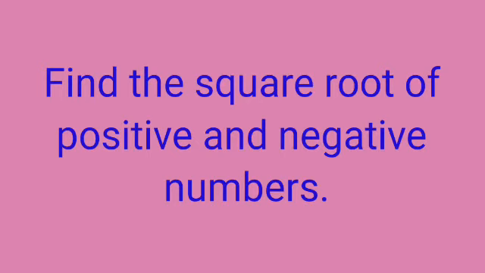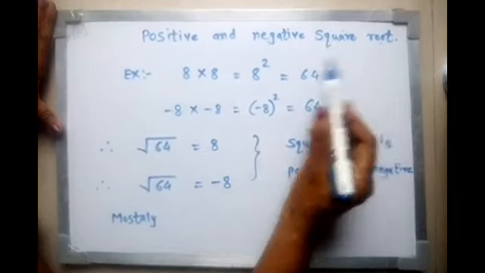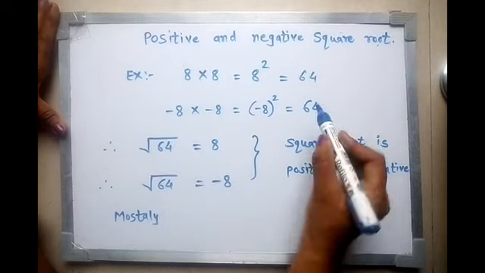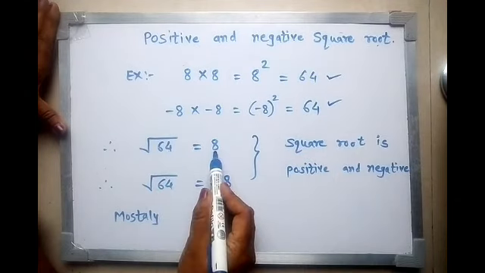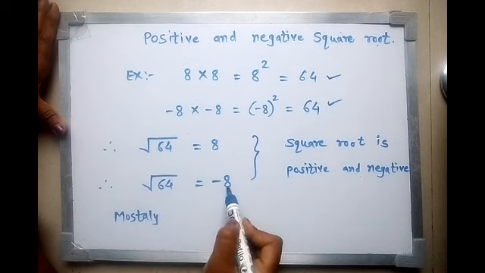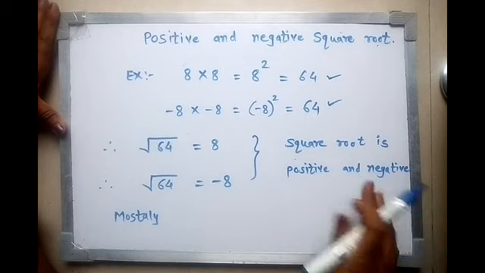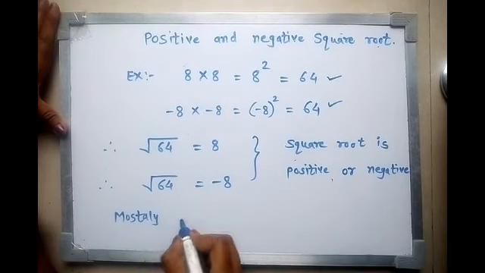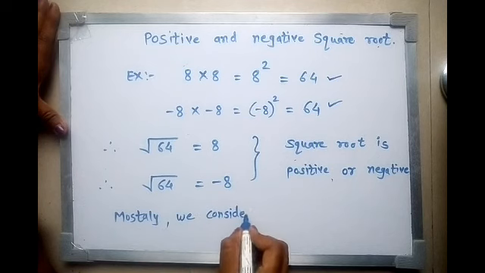Next, find the square root of positive and negative numbers. For example, 8 into 8, 8 square is 64. Minus 8 into minus 8, minus 8 square is 64. Square root of 64 is 8. Square root of 64 is minus 8. Square root can be positive or negative. Mostly we consider the positive square root.